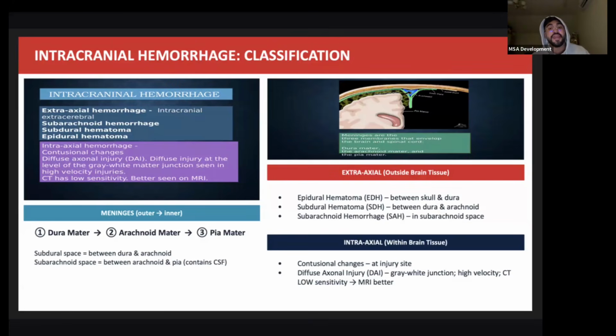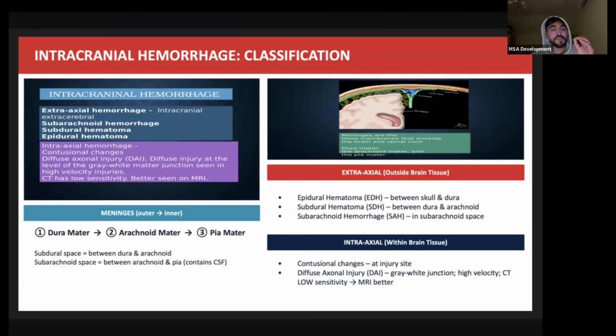I've added this slide so that you can understand something really important. What do we mean when we say extraaxial and intraaxial? When I say extraaxial, I mean it's outside the brain. So when I have extraaxial hemorrhage, I have bleeding outside the brain. Epidural hematoma, subdural hematoma, and subarachnoid hemorrhage are all outside the brain. When I have intraaxial, it means it's within the parenchyma of the brain, usually seen in, for example, diffuse axonal injury. However, I don't think this is really important for you to know. I just put it here for the sake of completion.